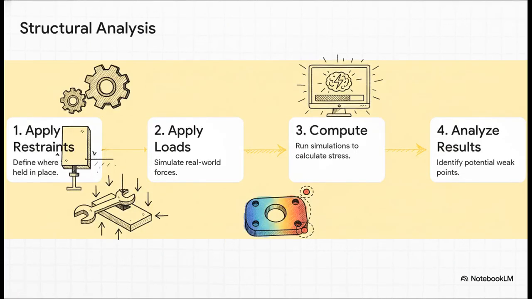It's called structural analysis. You basically tell the computer where the part is held in place. Then you apply the forces it would see in real life. You hit go, and the software runs millions of calculations to simulate the stress. And what you get back is this color-coded result that shows you exactly where the weak points are.